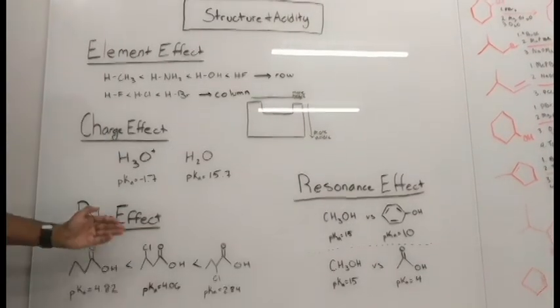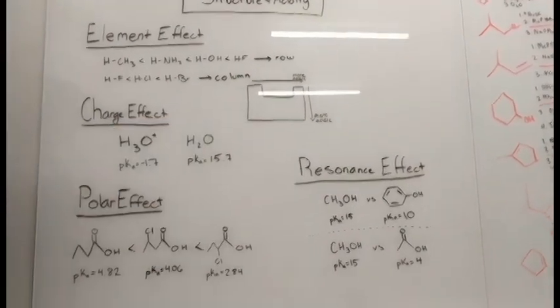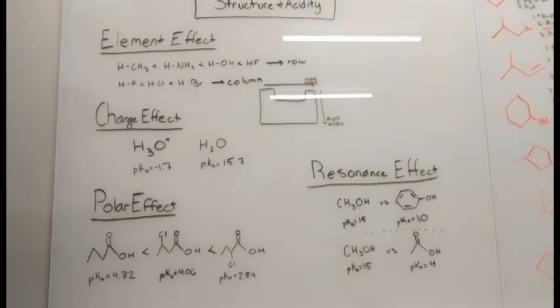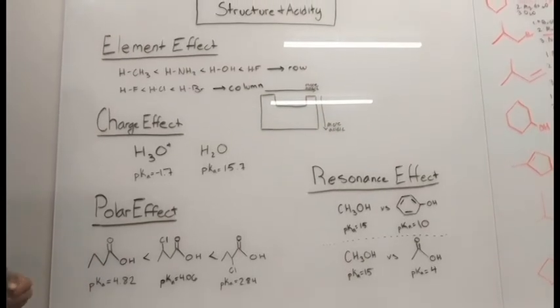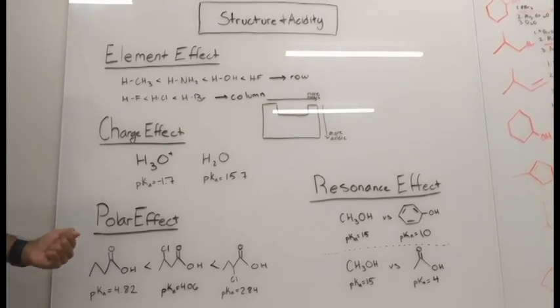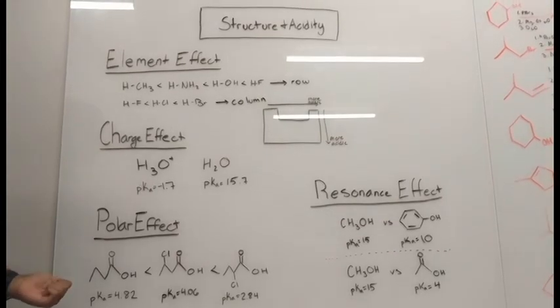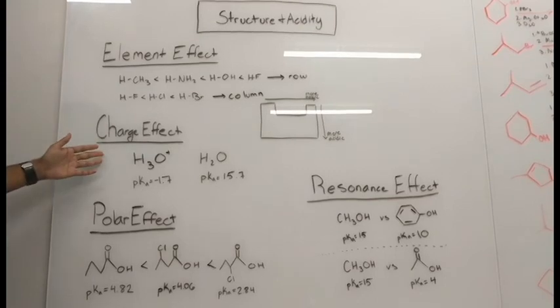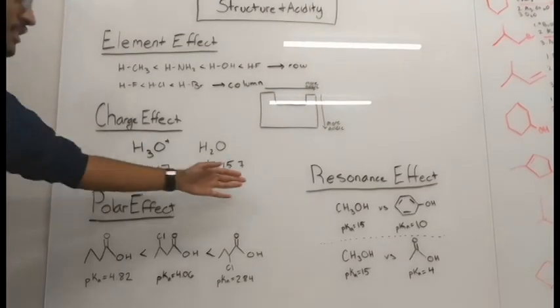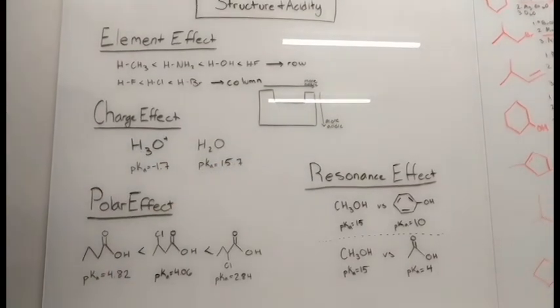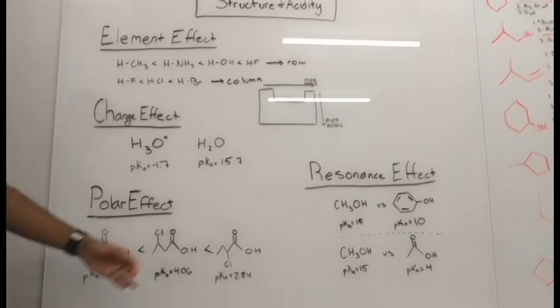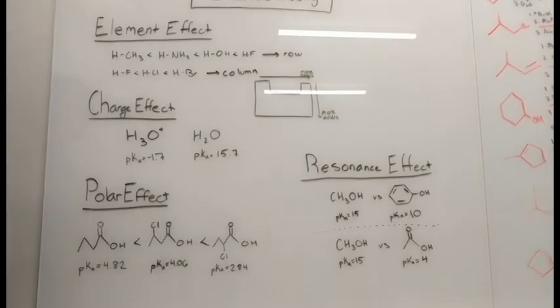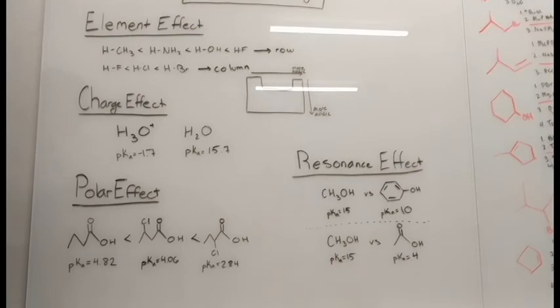In all of these effects, the stability of the conjugate base directly impacts the strength of the acid, in that the more stable the conjugate base is, the stronger the acid will be. As you can see in the element effect, the charge effect, the polar effect, and the resonance effect. If you would like to see this yourself, especially with the resonance effect, you should practice it and see what the conjugate base is.